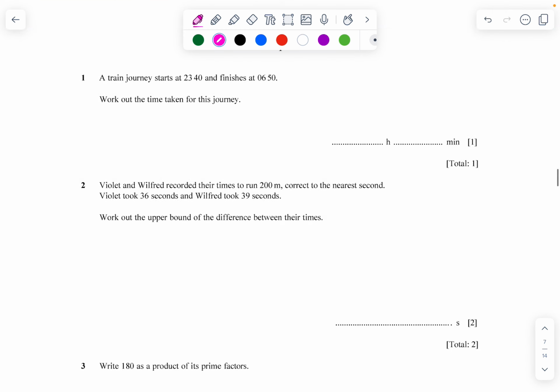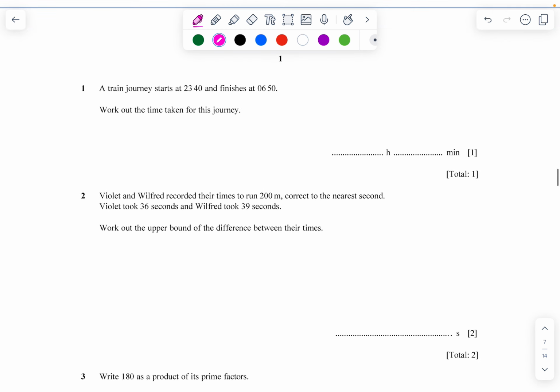In this first question, a train journey starts at 23:40 and finishes at 6:50. So it starts at 23:40. I add 20 minutes to it, so it becomes midnight, 12. Then again to 6:50, it adds another 6 hours 50 minutes.